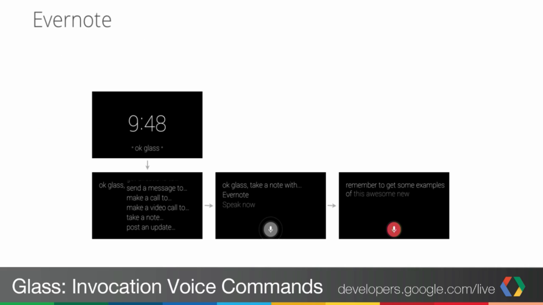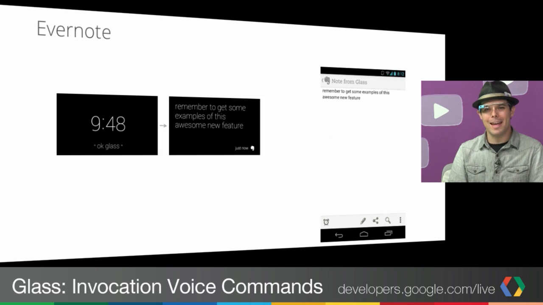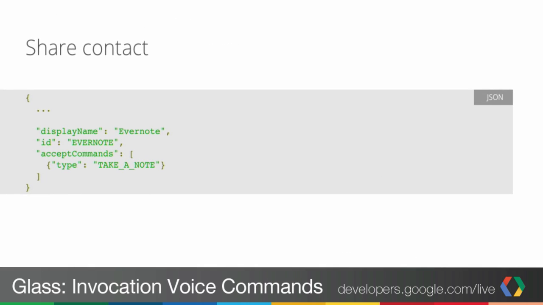Here's Evernote. Now a user will say, OK Glass, take a note, and then they'll just speak their note. A new timeline item will be created and shared with Evernote. Evernote will get that notification, grab the transcribed text, and create a note. And again, it was super easy for Evernote. They just updated the share contacts for all their users to include accept commands specifying take a note.